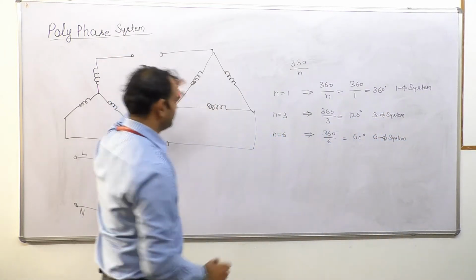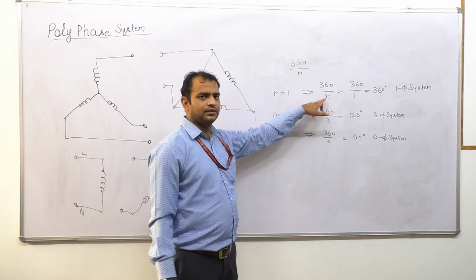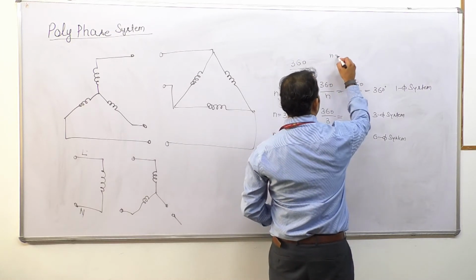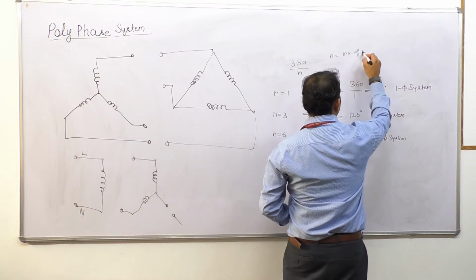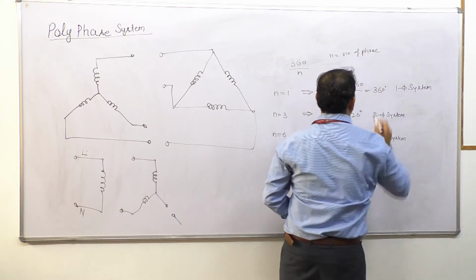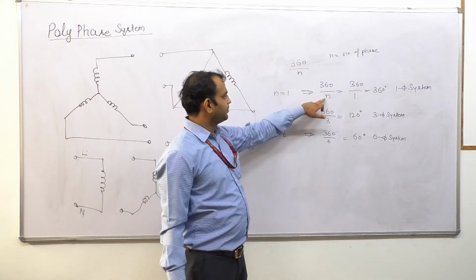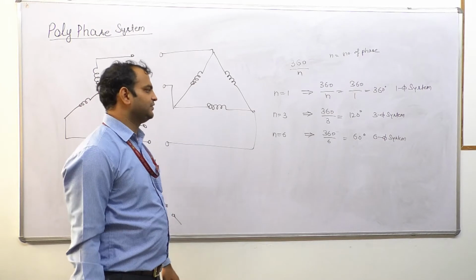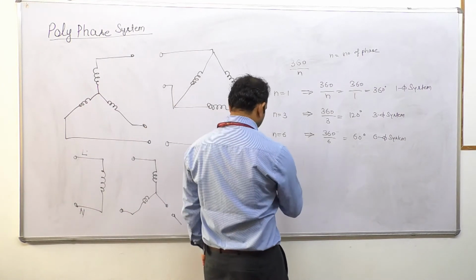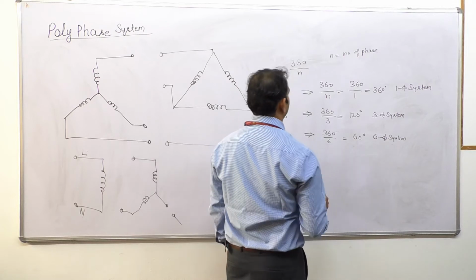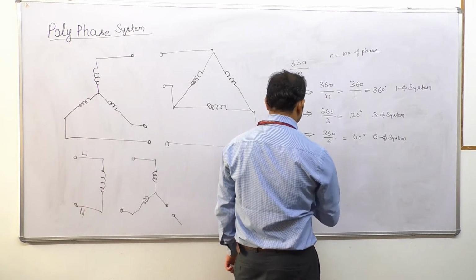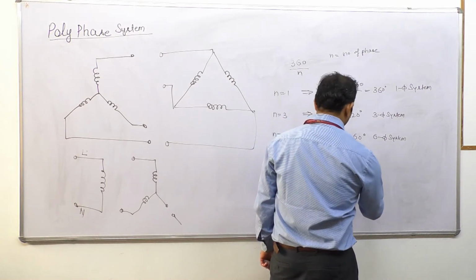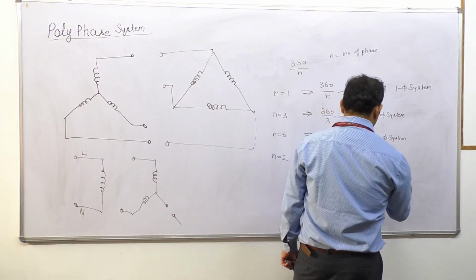So in the case of a polyphase system, you put the required number of phases here, where n is the number of phases. To determine the phase angle, you put the value of n here, and we get the phase angle between the phases. Now, in the case of a two-phase system, n is equal to 2, 360 by 2 is 180 degrees.